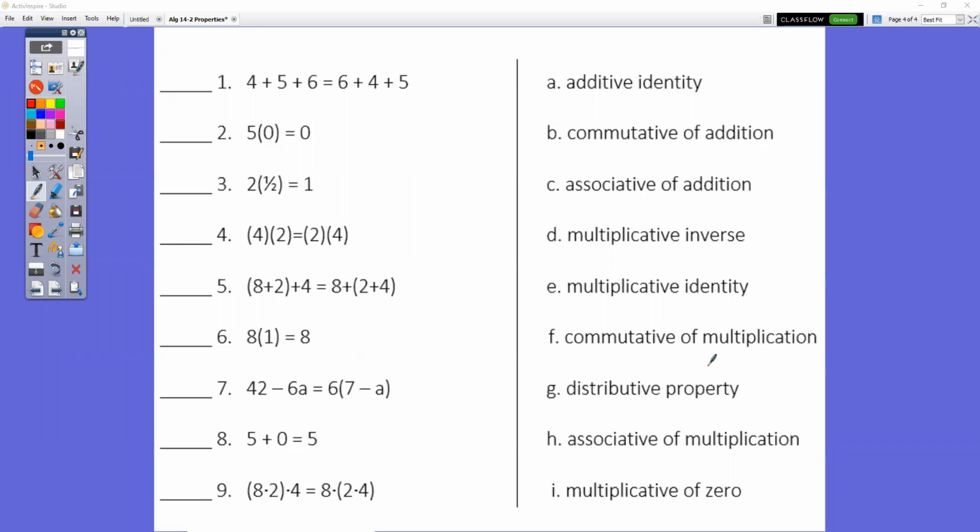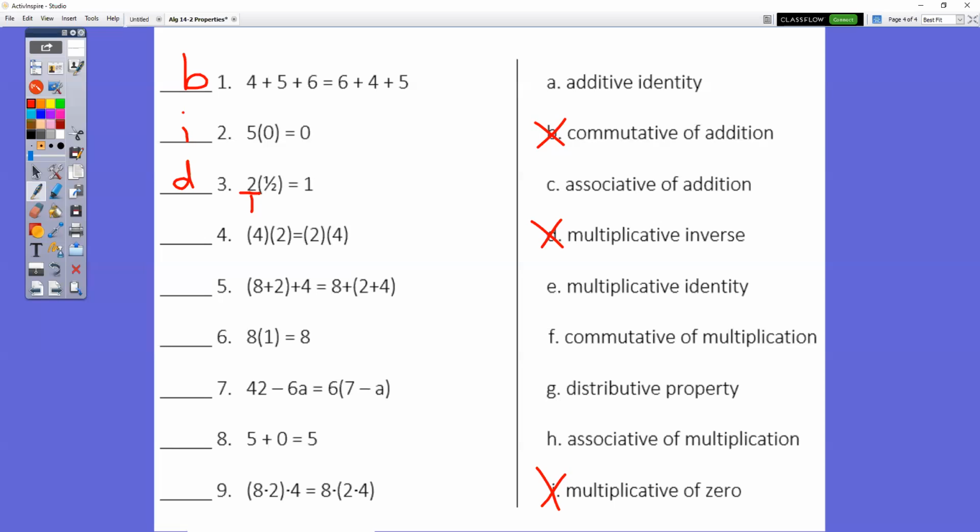So when we take a look at question number 1, 4 plus 5, 5 plus 4, we are switching around the order of things and we're adding, so that would be choice B, commutative property of addition. We're multiplying by 0, multiplicative property of 0, choice I. 2, this is technically 2 over 1 times 1 over 2. We're multiplying by the reverse of it, the multiplicative inverse, which is called the reciprocal. So that would be choice D.